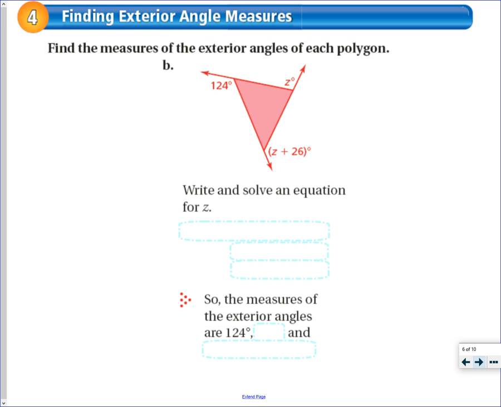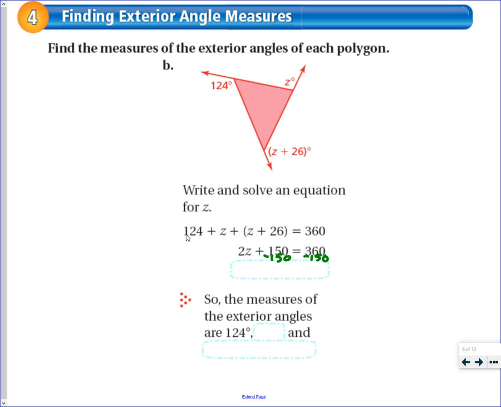This one's a triangle, and it doesn't matter that it's a triangle. It doesn't matter how many sides it has. It's always going to be a sum of 360. So if I add these 3 angles together, I would have 124 plus the z angle plus the angle that's z plus 26 equals 360. And when I clean that up, if I combine my z's, I get 2z. 124 and 26 is 150. And then we just solve this equation. So we would subtract the 150.